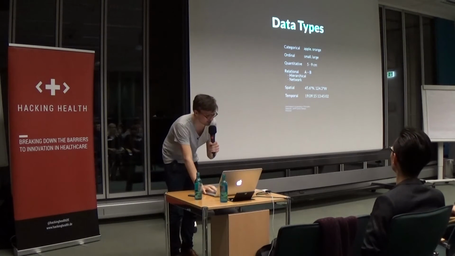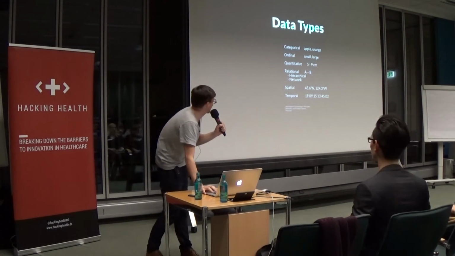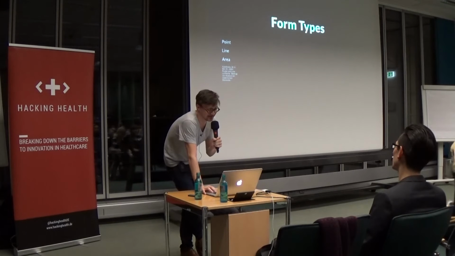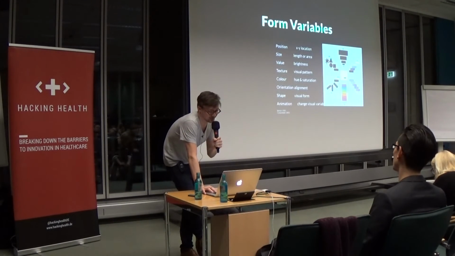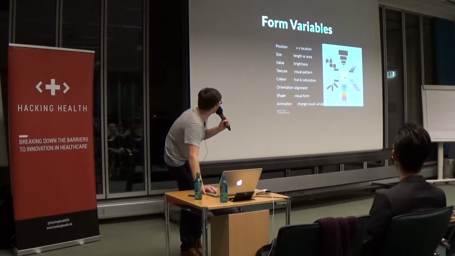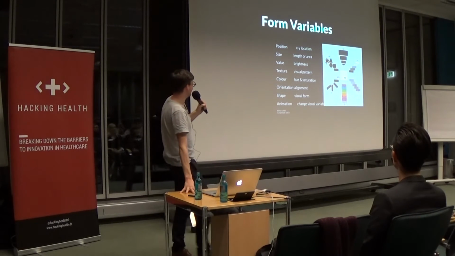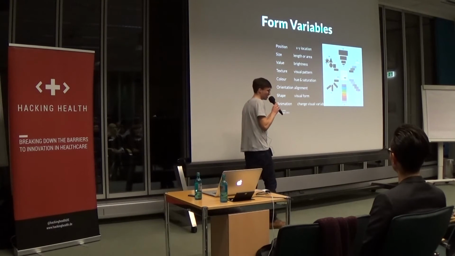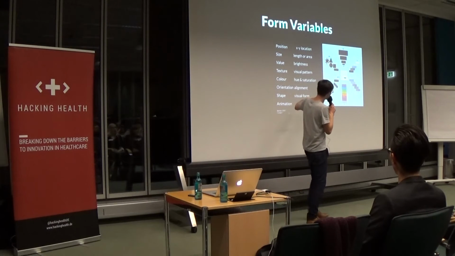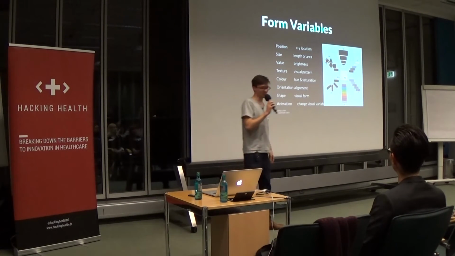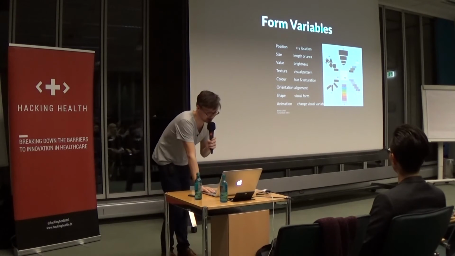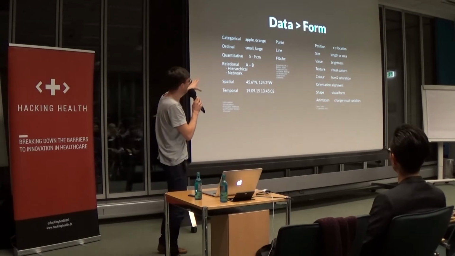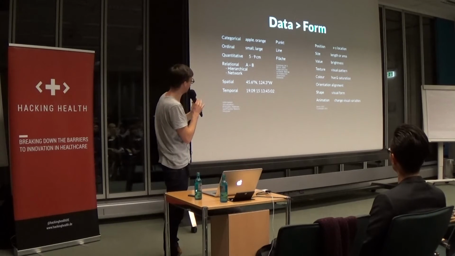All those different data types we can plot with 3 main forms: points, lines, and areas. But these form types have form variables. We've got position, size, value, texture, color, orientation, shape, and now on the web also animation. This is based on Jacques Bertin, who was really the one who brought this to life. So we've got these 3 different things we need to think about when we try to map data onto form.